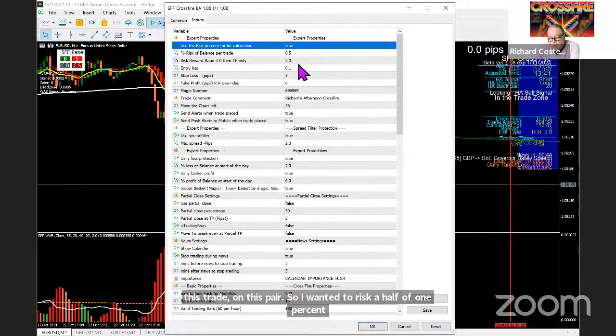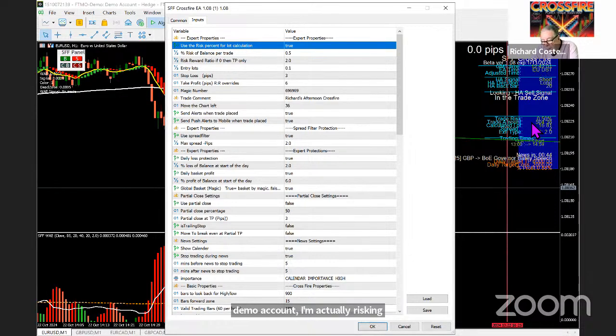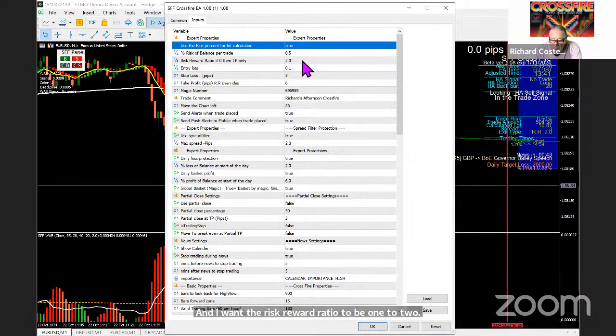Because I've got a $100,000 demo account, I'm actually risking $500. That, by the way, increases because I've just made nearly $1,000 whilst we were on this call. So the risk amount changes. It was 500, it's now up to 504. But it's still a half of 1%. And I want the risk to reward ratio to be 1 to 2. So I'm risking 0.5% and I'm trying to make 1%.